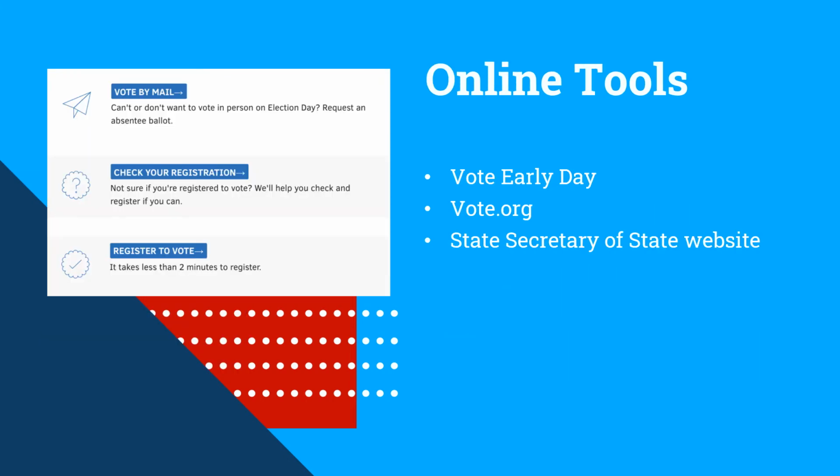There are also several online tools that you can use. Vote Early Day is a holiday on October 24th specifically to increase awareness and access to early voting. Your Secretary of State's website is always a great place to start for all voting information. This is also a great place to direct people to register to vote or to request an absentee ballot. Another great tool to use is vote.org. It's a one-stop shop for all of your voting-related needs. No matter what state you're in, they will direct you to the proper channels to register to vote, learn about the candidates, request an absentee ballot, and anything else you need. It's a great tool since it's so easy to use.